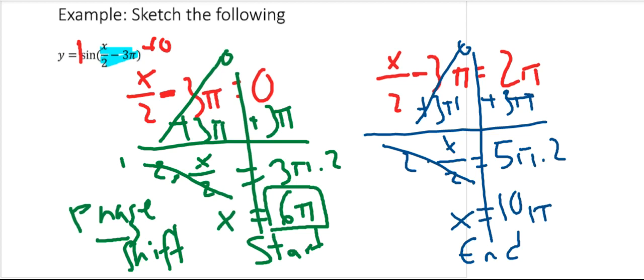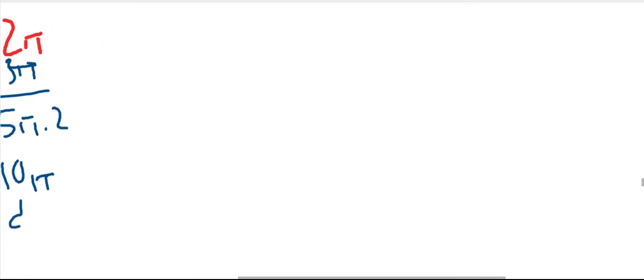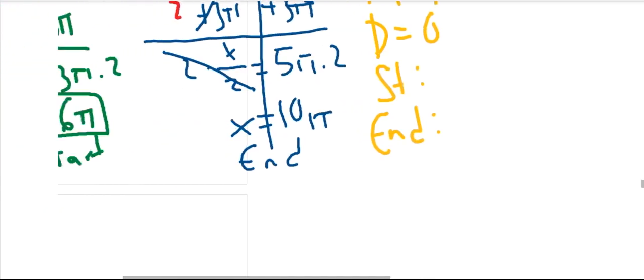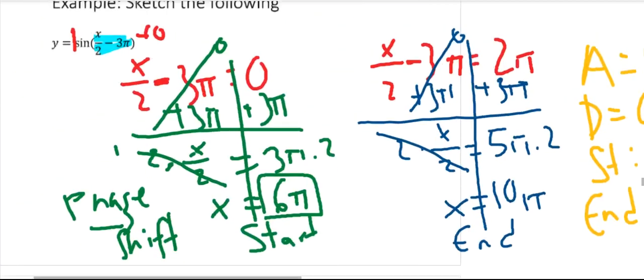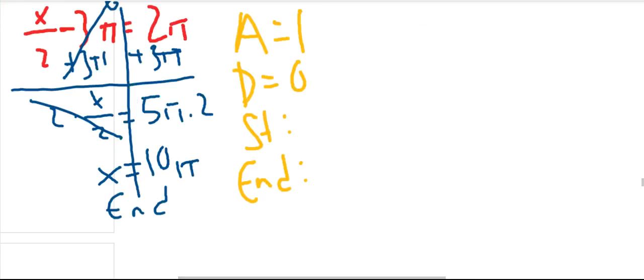And we have enough information to graph now. Okay. So we have A is equal to 1, D is equal to 0. It starts, and then it ends. 6 pi and 10 pi, and we're talking about sine.